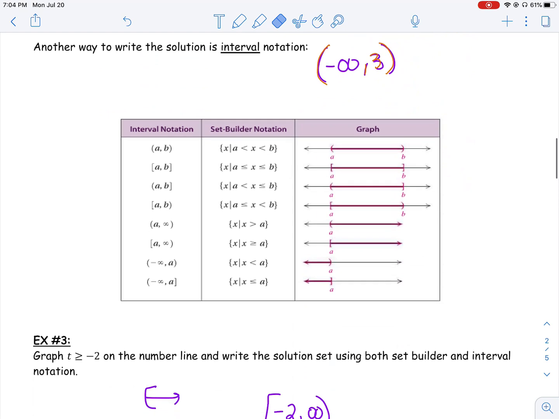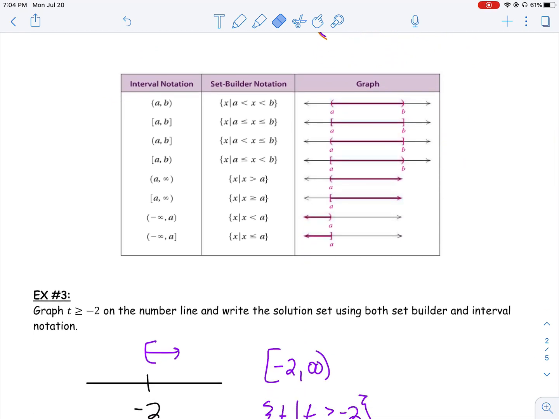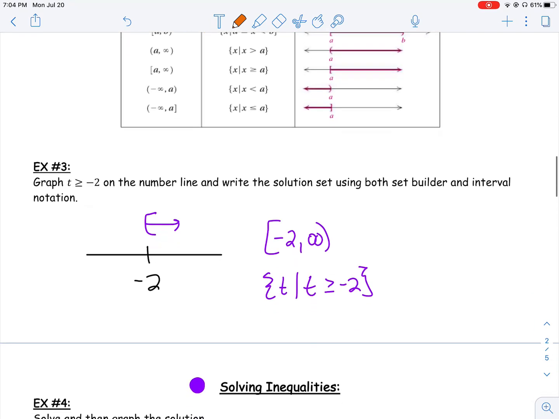Let's practice some more. Here's a little chart that shows you what it would look like in interval notation or in set builder notation and compares it to the graph. That might be helpful as you're doing your practice and your homework. Let's do a few down here.